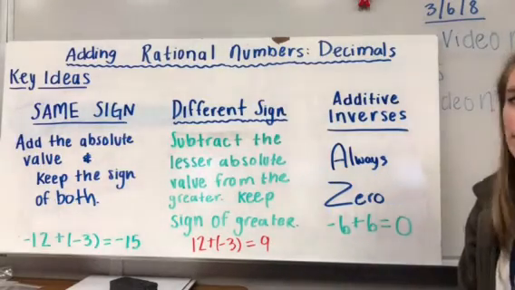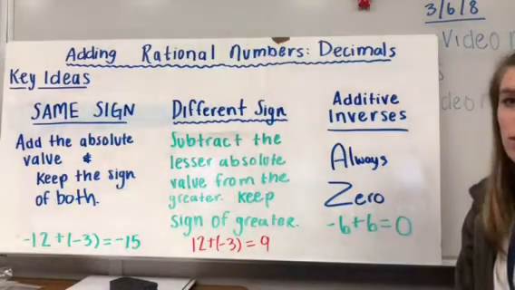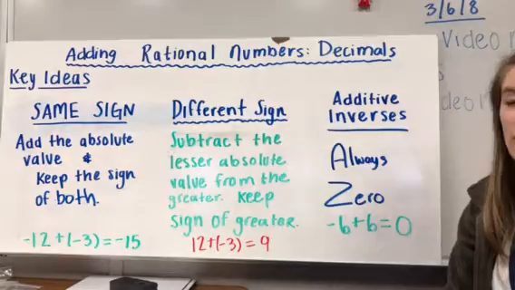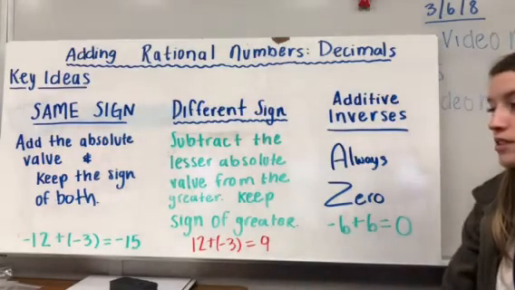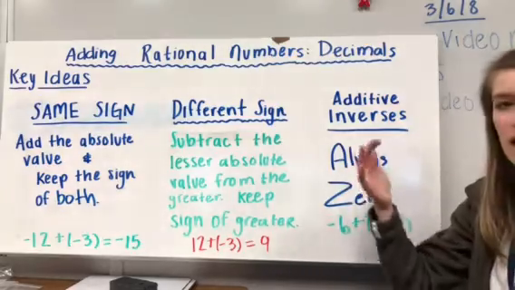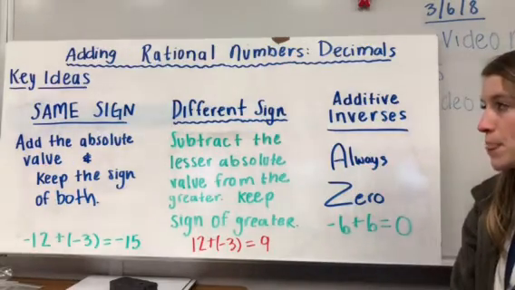If we have the same sign, we need to add the absolute values and keep the sign of both of them. So if I have -12 plus -3, my final answer there is to think, okay, 12 plus 3, the absolute value is 15, I keep the negative.